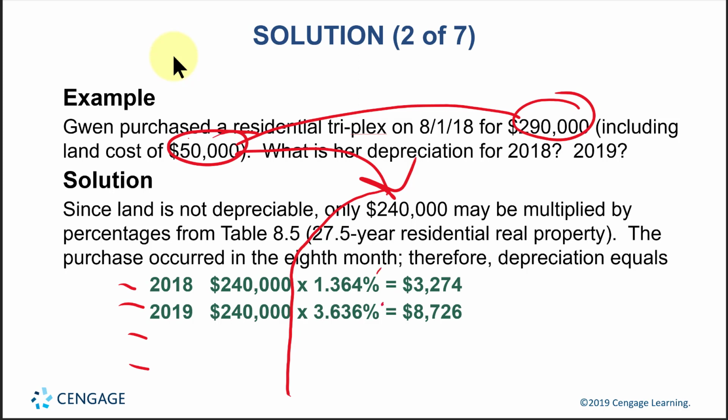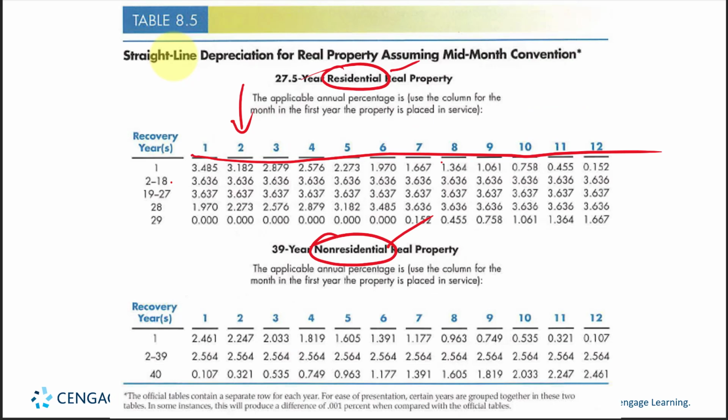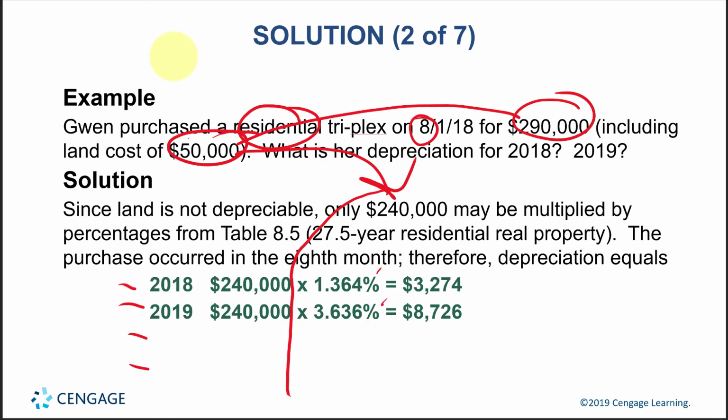by the rate you would see for month number 8, again in the residential table. So this is the column you're going to be using for the rest of that asset's life. So you can see the first two percentages show up in this example here. And all you do is multiply out to get each year's worth of depreciation.